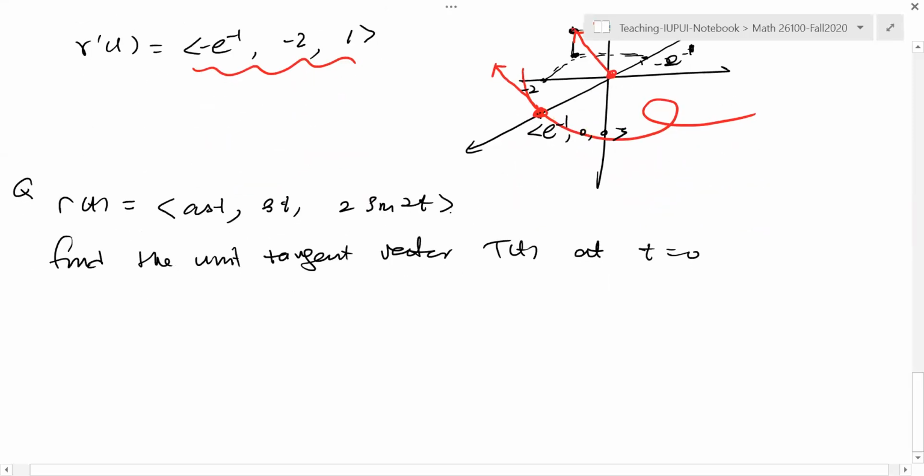First of all, you don't need to draw the graph unless it's required. If the problem says sketch the position vector and the tangent vector, then you should sketch the graph. If you're not asked to do that, you don't need to do that.